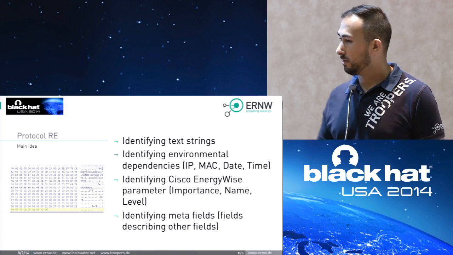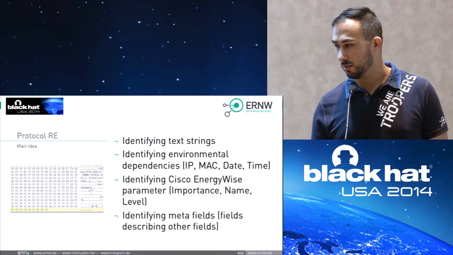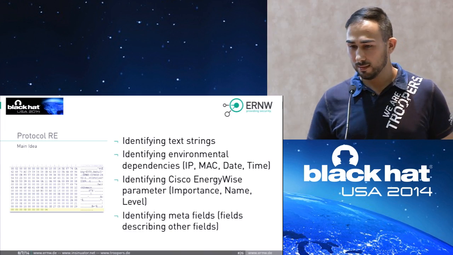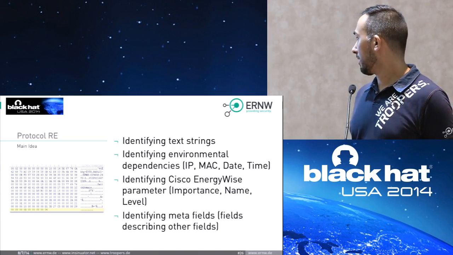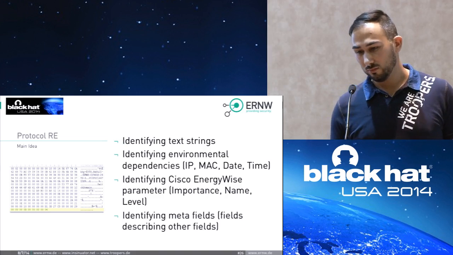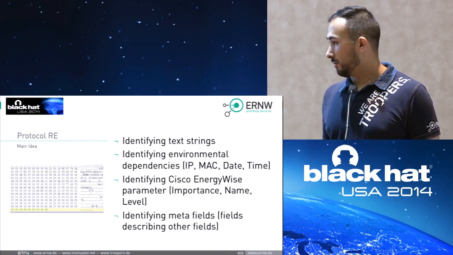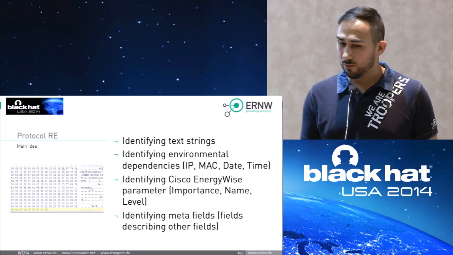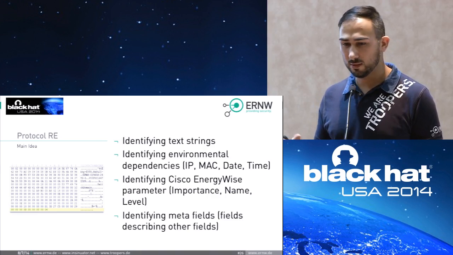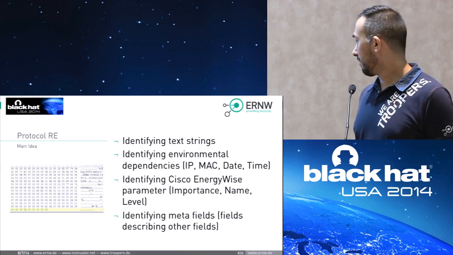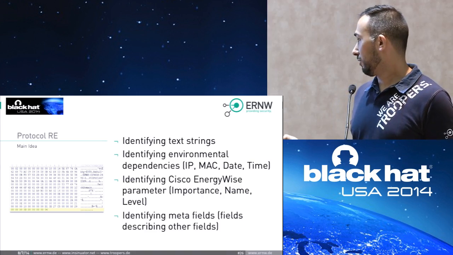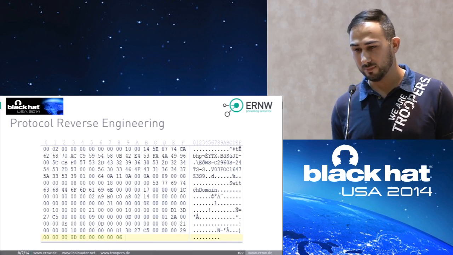To get these, we generate a lot of different EnergyWise packets with different parameters. After that, we compare the packets and identify the parameters like the importance, the name, the level. So we find these values. Lastly, we try to find length fields, also meta fields, fields that describe other fields, like a length which describes the length of the other field. So I will show you basically this on an example of how we do that.